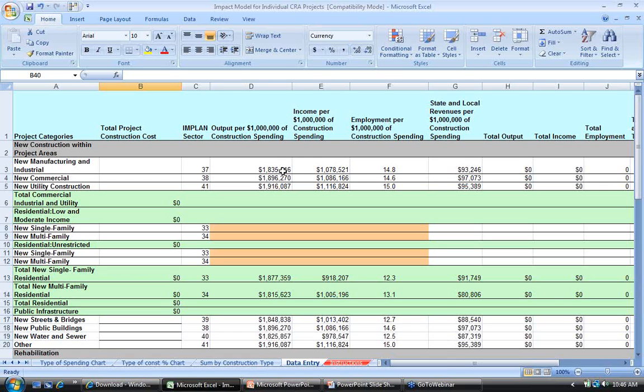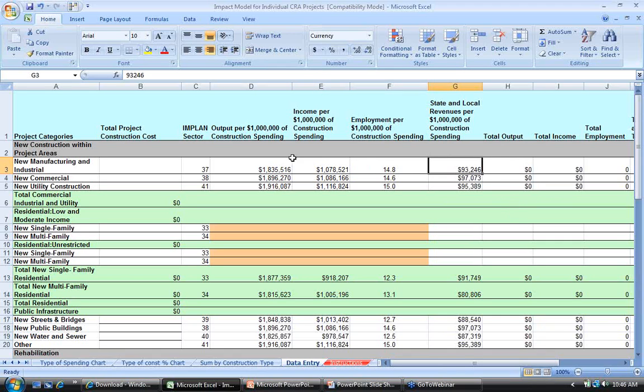This comes from the IMPLAN model. This also includes the direct, the indirect, and the induced. So each of these entries already includes those three components. Here is income per $1 million in construction spending. We did it for single-family homes, which you'll notice is 918,000, which is what I got for the total impact. Then employment per $1 million of construction spending, and state and local revenues per $1 million of construction spending.